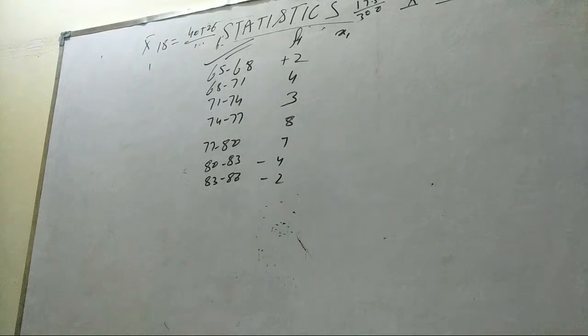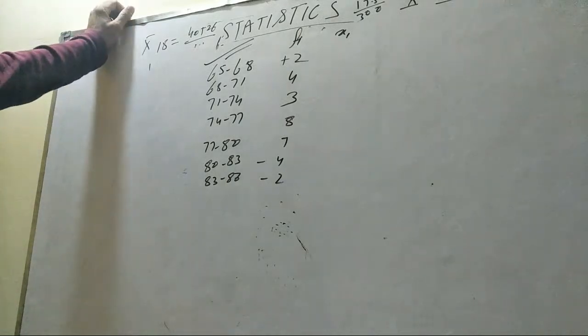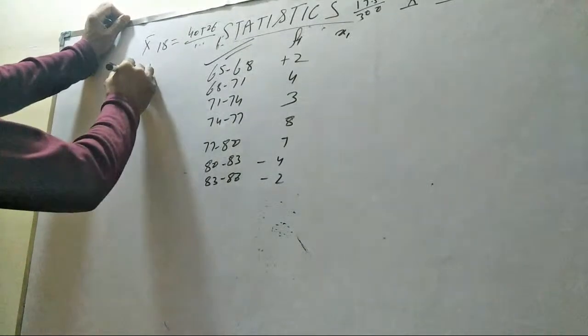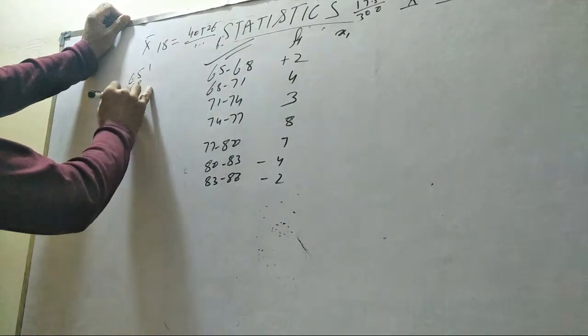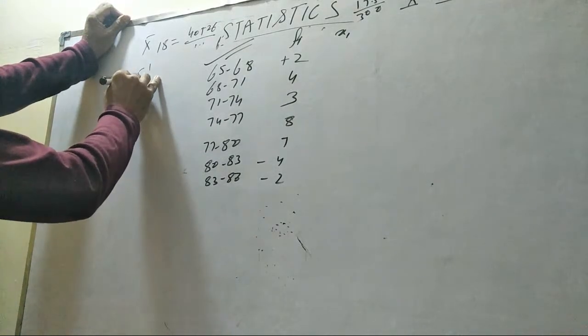What is x1? x1 is equal to the lower limit plus upper limit divided by 2. So 65 plus 68, divided by 2.